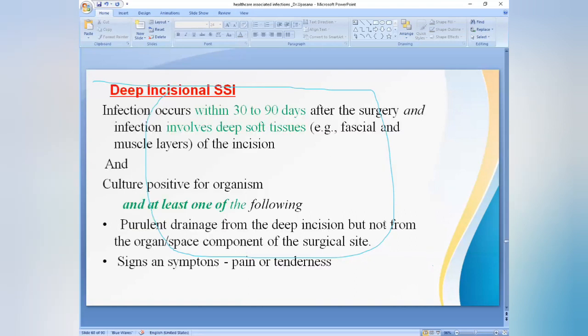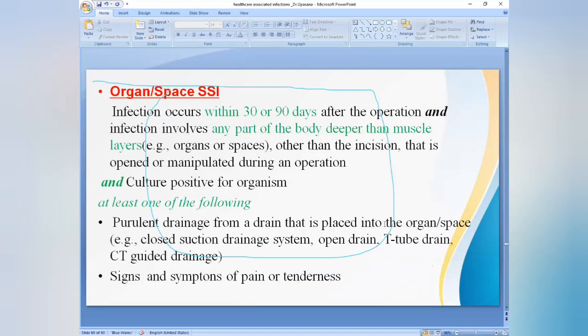So the next point is, what is a deep incisional SSI? Infection which occurs within 30 to 90 days after the surgery and involves deep soft tissues like the fascial or muscle layers of the incision. Culture has to be positive, and one of the positive points, either a discharge or signs and symptoms like pain and tenderness at the site. It is considered a deep incisional SSI. And when do we call this organ space? Again, the time duration is 30 to 90 days after the operation, involving parts of the body deeper than the muscle, maybe some organ spaces. Culture has to be positive, and again signs and symptoms have to be positive.